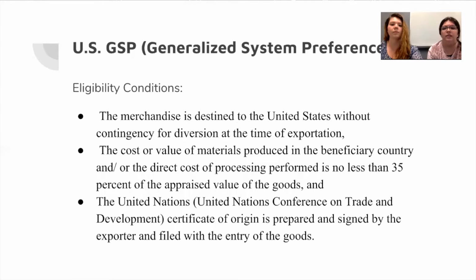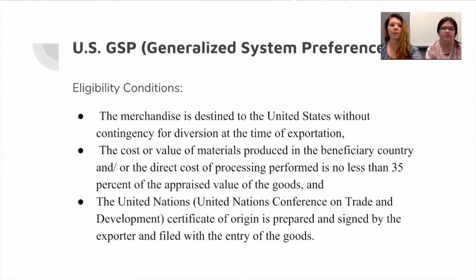Now for the US GSP, or Generalized System of Preferences. The GSP is a special arrangement by developed nations, which is agreed under the United Nations to provide special treatment for imports from developing nations to encourage economic growth. Tariff exemptions and reductions are provided by industrialized countries on a specified range of commodities exported from developing nations under the GSP.